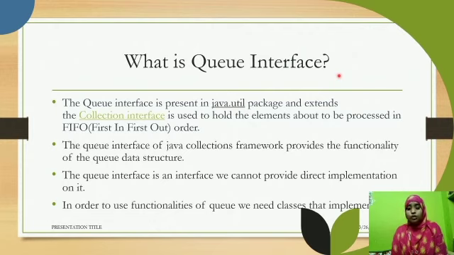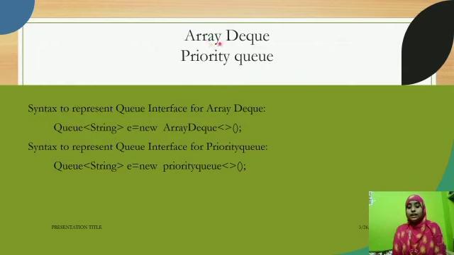As we all know that queue follows FIFO order, first in first out order. Elements in the queue interface hold FIFO order, meaning the first inserted element is removed first. As we all know that queue is an interface, we can't directly implement it. So we use two classes to implement queue interface. Let us discuss the two classes. Number 1, ArrayDeque. Number 2, PriorityQueue.